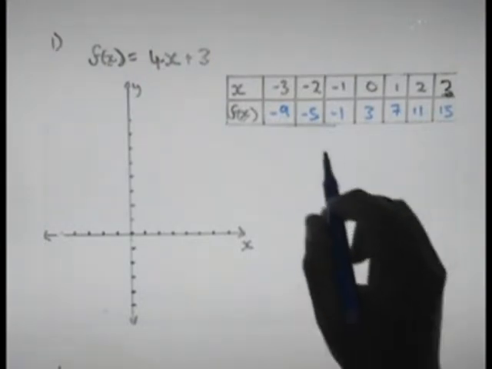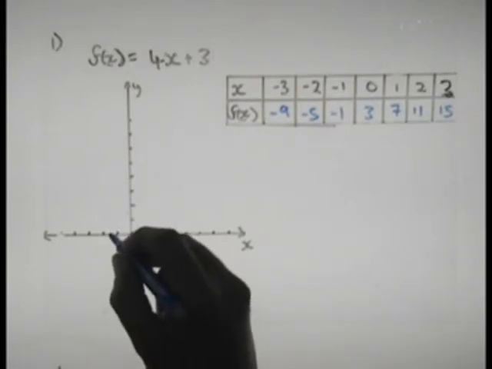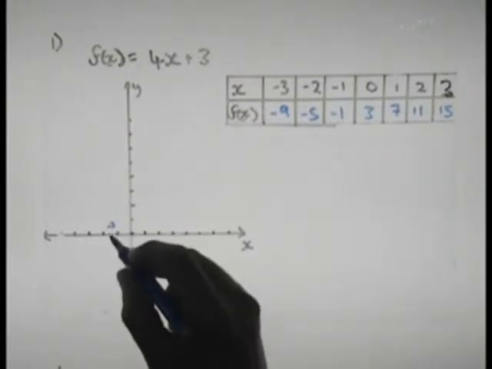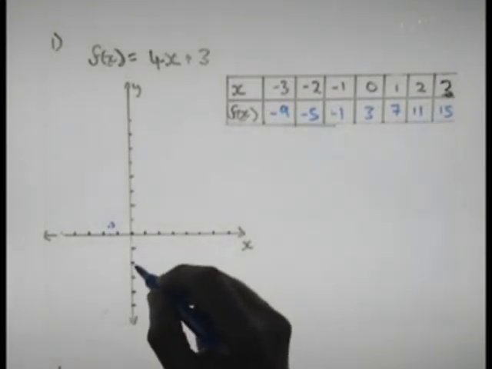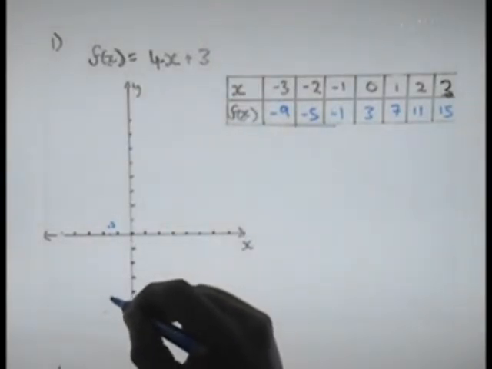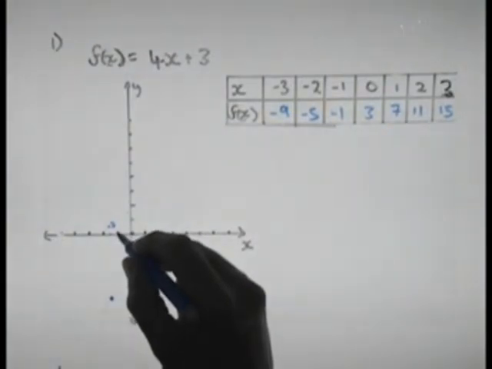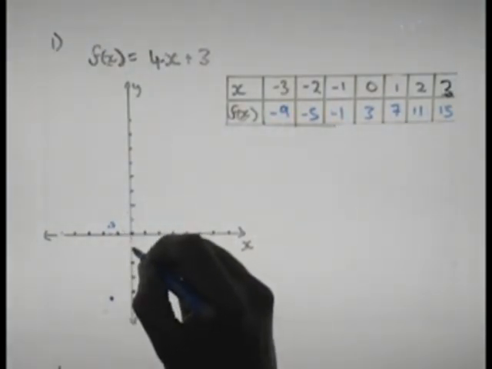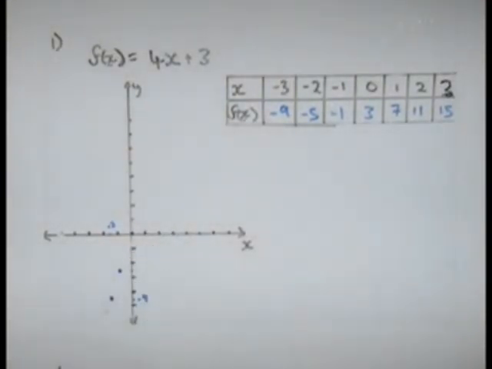Let us sketch all of these points in. First point, x value is equal to negative 3. Let's put that negative 3 over there. Negative 3 and the accompanying y value is negative 9. So that's negative 2, negative 4, 6, 8, negative 9. So the first dot is going to be over there. The next one is at negative 2 and negative 5, over there.